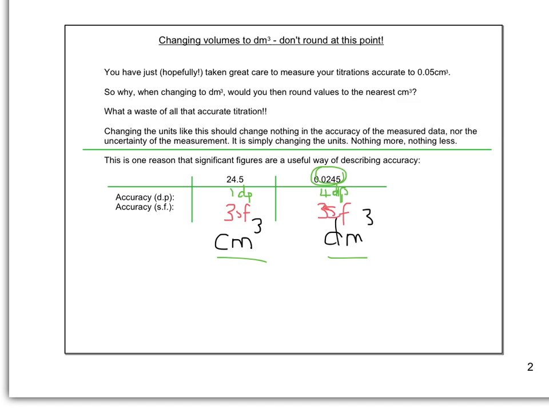But I hope you can see that by using significant figures as your measure, you are in fact showing that the accuracy is the same each time. In conclusion, please don't change your accuracy, don't round when you're changing from centimeters cubed to decimeters cubed.